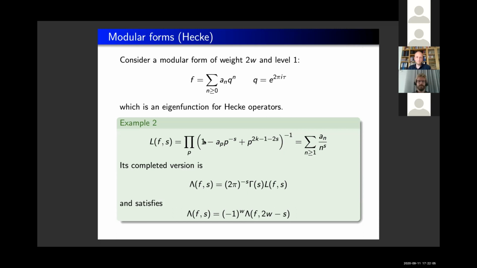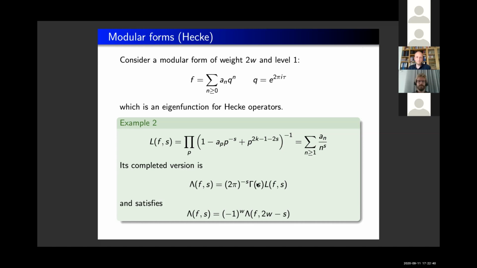Okay? So this is all Hecke's work. The completed version, lambda, is 2 pi to the minus s gamma s L f of s. And you may be wondering why this might look a little bit different from the gamma factors I had before, but don't forget that there's the duplication formula for the gamma function, which expresses gamma of 2s as a product of gamma of s over 2 and gamma of s over 2 plus 1.